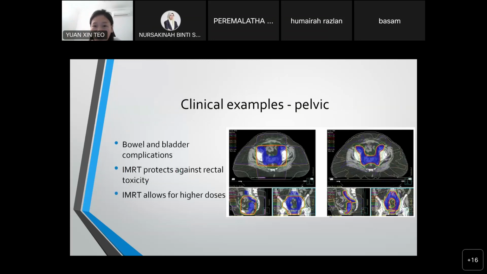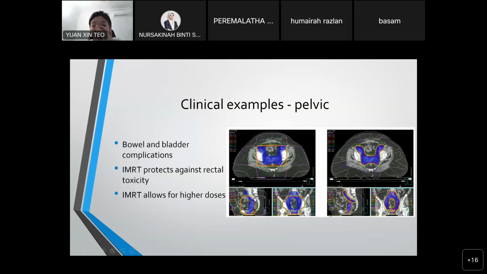Okay. Another example is the pelvis case. Last time I did show you the pelvic case. It's a box field. For this kind of patient, you can see my mouse here, right? This patient is being treated for prostate cancer. So the doctor also requires us to control all these lymph node areas. This blue shows the lymph node area.